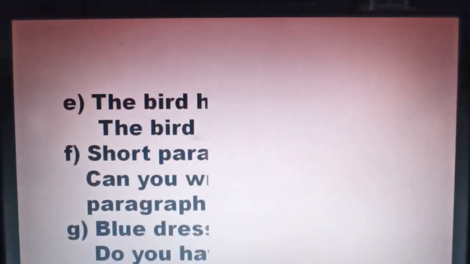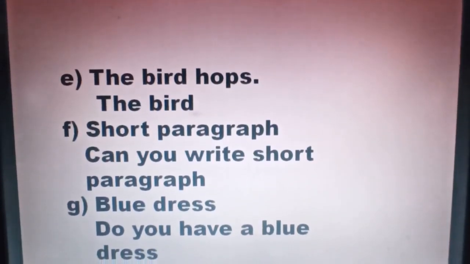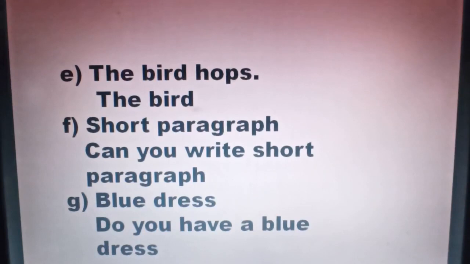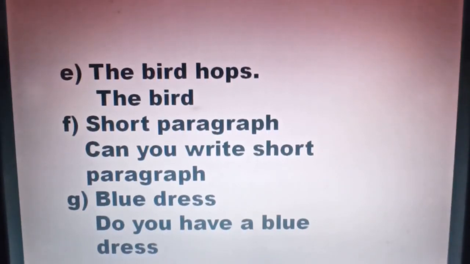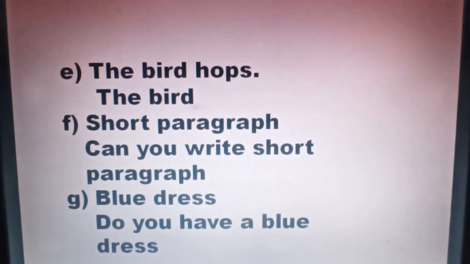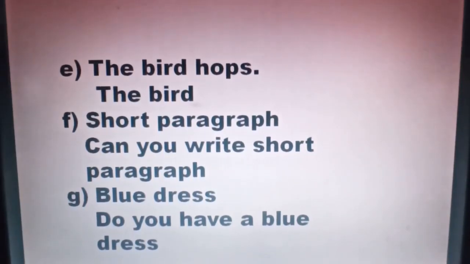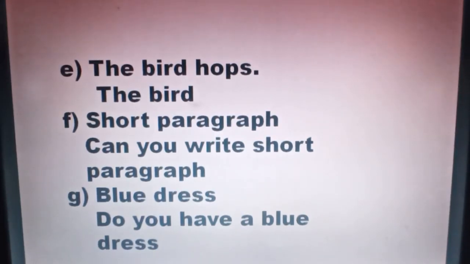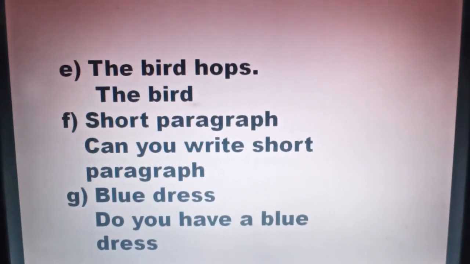Now E part. The bird hopes the bird. F part. Short paragraph. Can you write a short paragraph? G part. Blue dress. Do you have a blue dress? So you have to put proper punctuation marks. The first letter should be capital and the sentence should have a particular meaning or it should make sense. So I hope you understand. You have to do this work in your notebook carefully, and I will come again in the next lecture. Thank you.